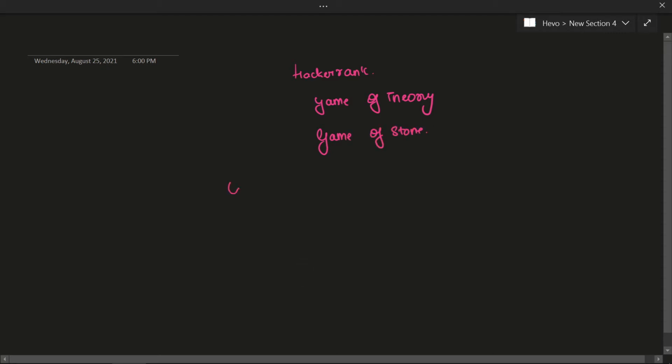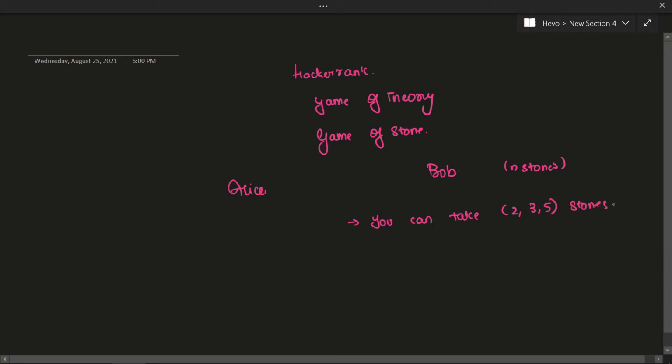So there are two players. Let's name them Alice and Bob. And we have N stones, right? These stones are just present with them. Now there is a game that you need to play. The game says that you can take 2, 3, or 5 stones, right?